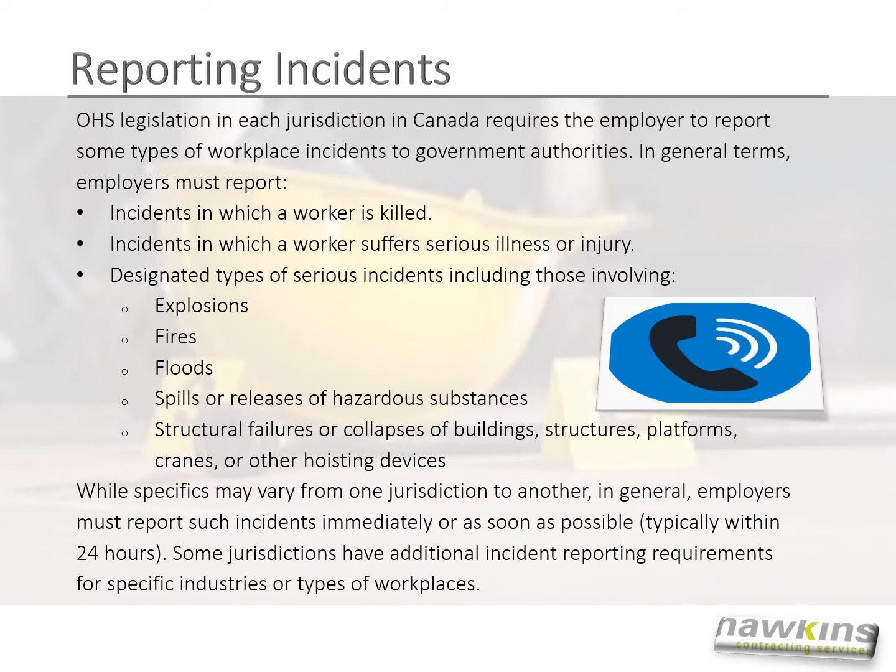Occupational health and safety legislation in each jurisdiction in Canada requires the employer to report some types of workplace incidents to government authorities. In general terms, employers must report incidents in which a worker is killed, incidents in which a worker suffers serious illness or injury, designated types of serious incidents including those involving explosions, fires, floods, spills or releases of hazardous substances, structural failures or collapses of buildings, structures, platforms, cranes, or other hoisting devices.